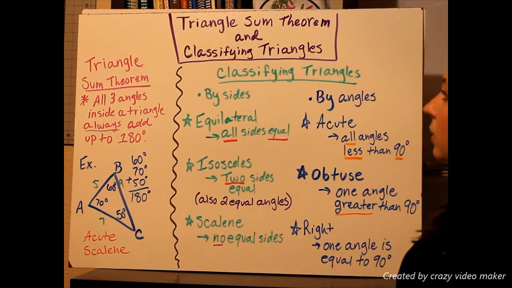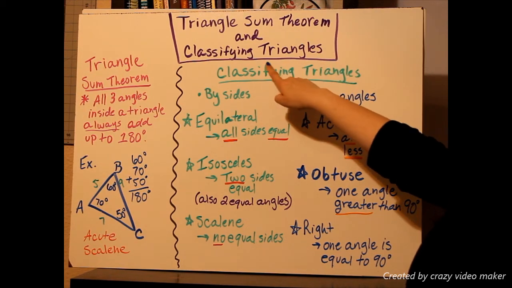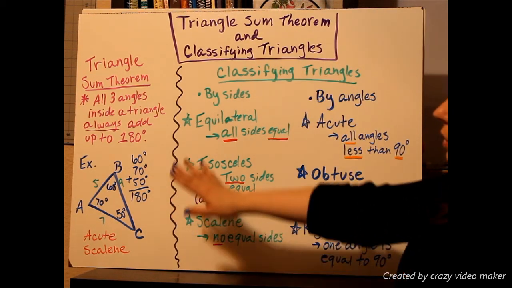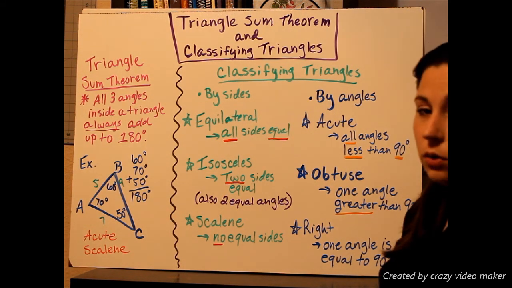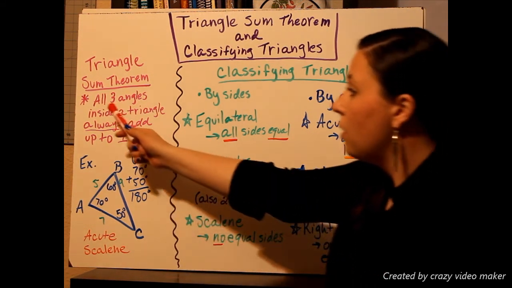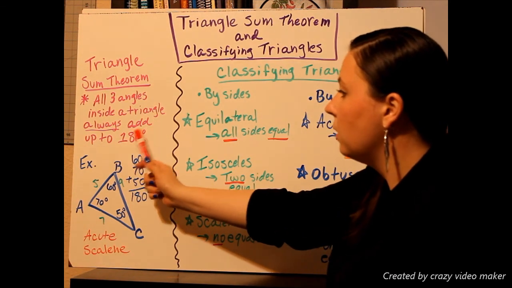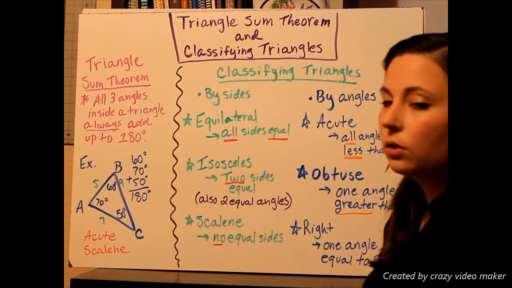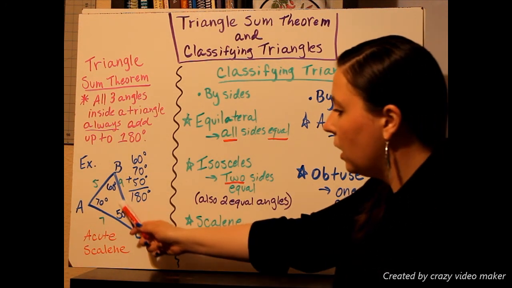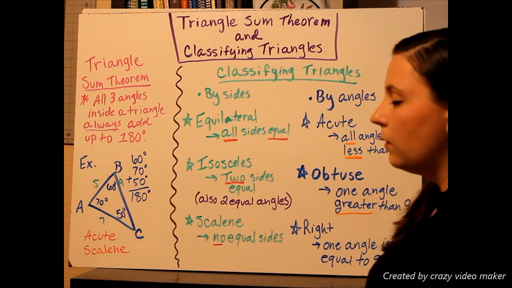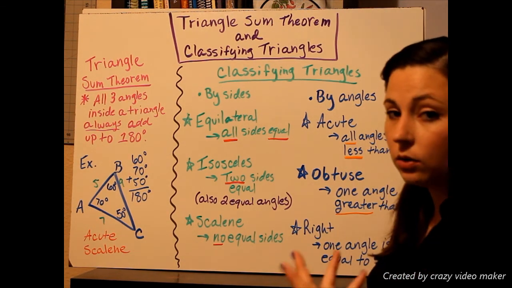Okay, today we're going to be learning about the Triangle Sum Theorem and classifying triangles. We're going to first start with the Triangle Sum Theorem. The Triangle Sum Theorem states that all three angles inside a triangle always add up to 180 degrees. So it's pretty simple. You just look at the three angles, and if you add them all together, you're always going to get that they add up to be 180.